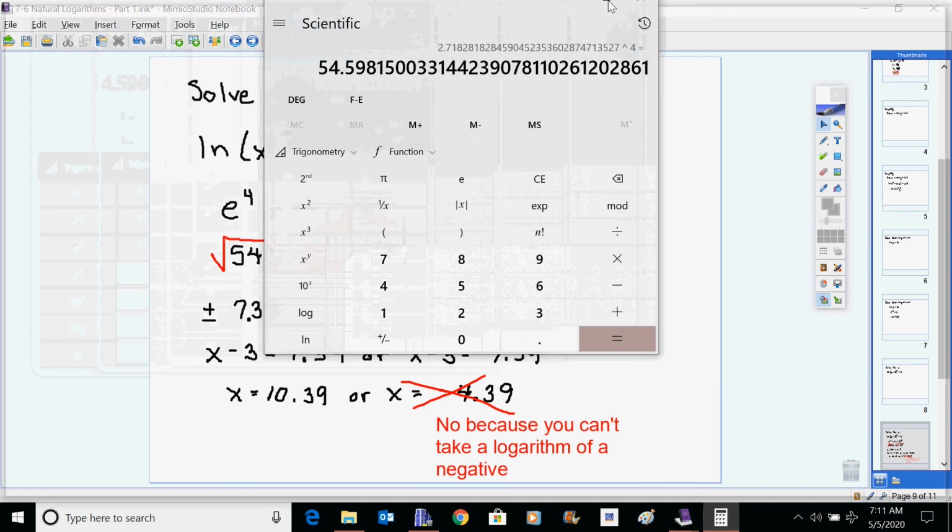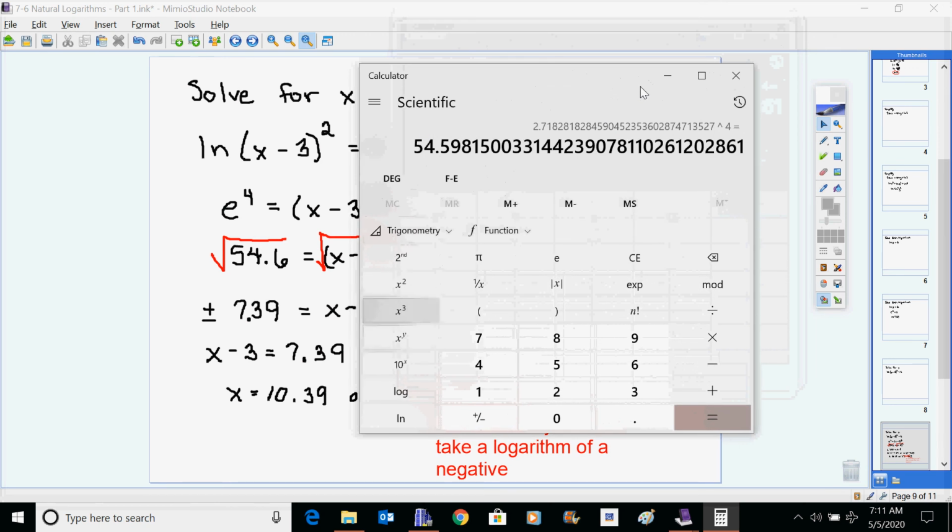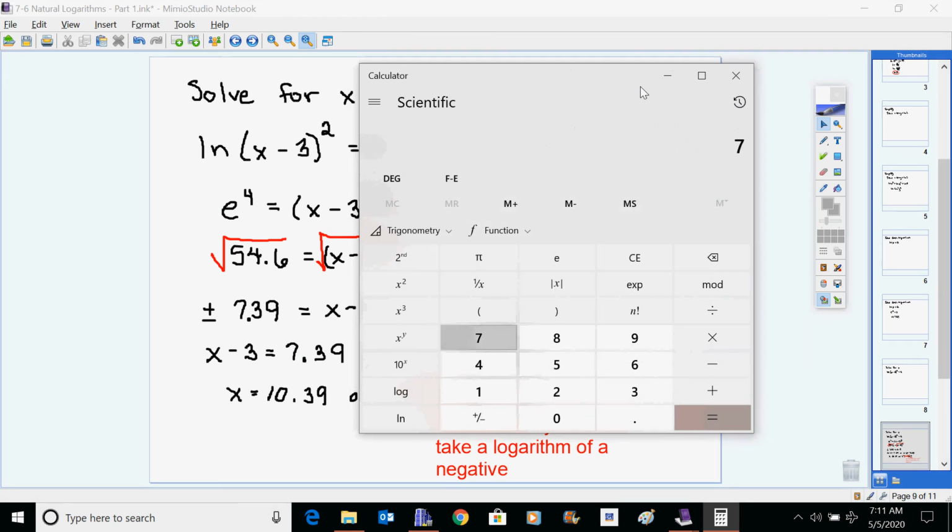We want the natural logarithm of 7.39 squared. In this it's a little bit trickier. You've got to find your number first. 7.39. Oops, not 77. 7.39. Why 7.39? Because you had to take 10.39 minus 3. Then we need to square it. And then we need to take the natural log of it.